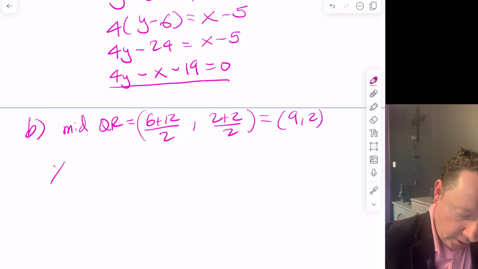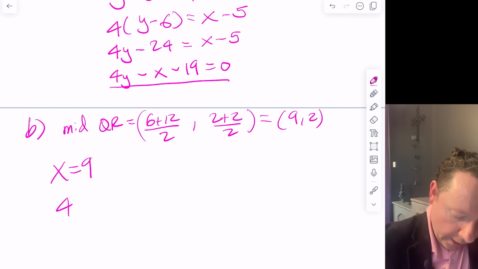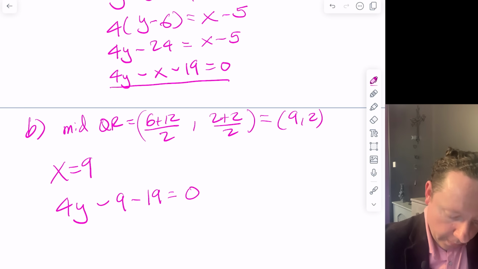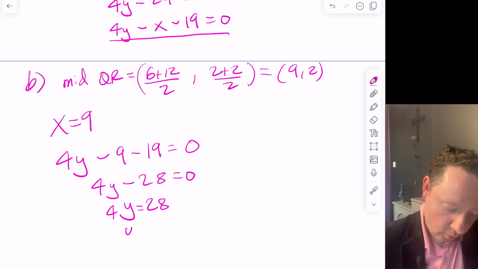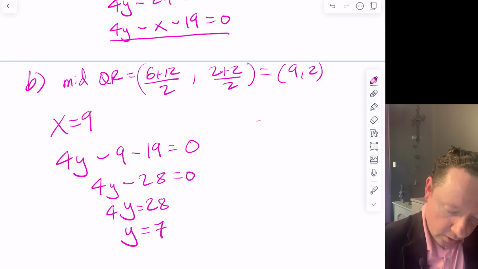So when x equals 9, that's going to be for our centre, we get 4y minus x, which is 9, minus 19 equals 0. So 4y minus 28 must equal 0. So 4y is 28, so that means y is 28 divided by 4, which is 7. So we now know our centre is equal to (9, 7).